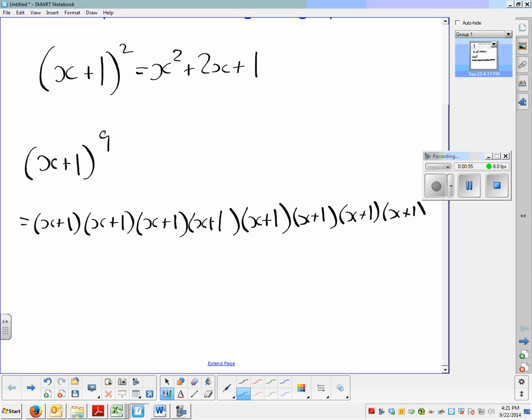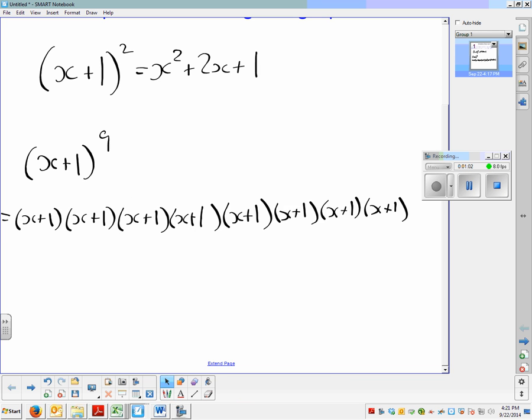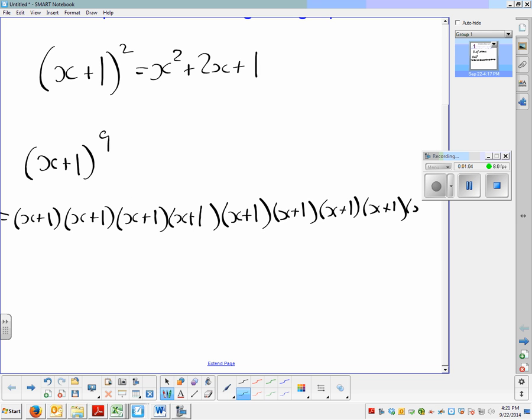81 operations, I think. It's only 8 of them. I need one more. Maybe we could be a little bit more efficient than 81 multiplications if I could pair them up, and I could write that each one of those pairs is x squared plus 2x plus 1, and then I could multiply those out. But obviously that's going to take some time.